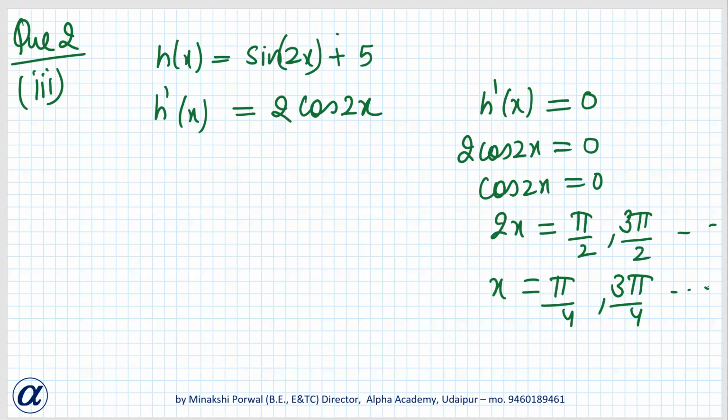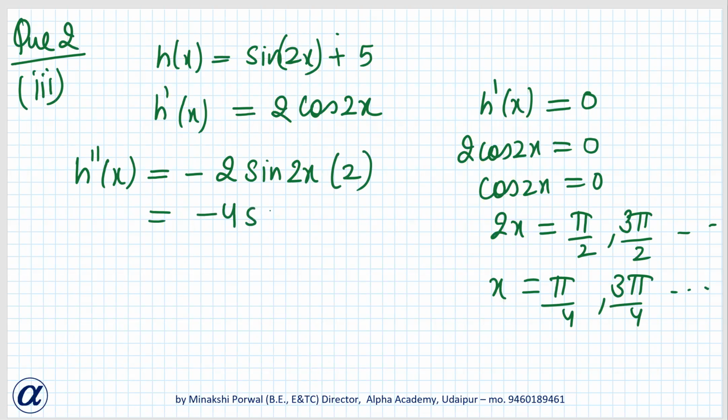Yes, ma'am. Okay, now finding the second derivative, h double dash x. d by dx of 2 cos 2x will be 2 times d by dx of cos 2x, which is minus sin 2x into d by dx of 2x, which is again 2. So that is equal to minus 4 sin 2x. Okay, this is h double dash x. Now we'll substitute these values.